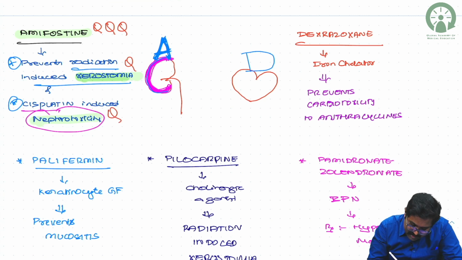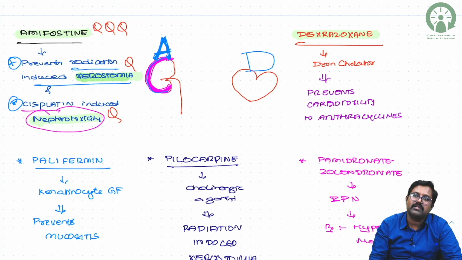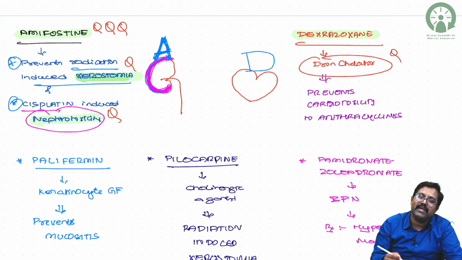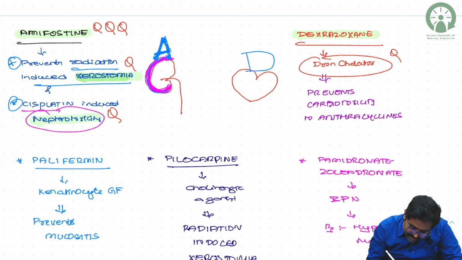Then we have dexrazoxane, which is an iron chelator. Please remember, it is an iron chelator, which we use to prevent the cardiotoxicity due to anthracyclines.